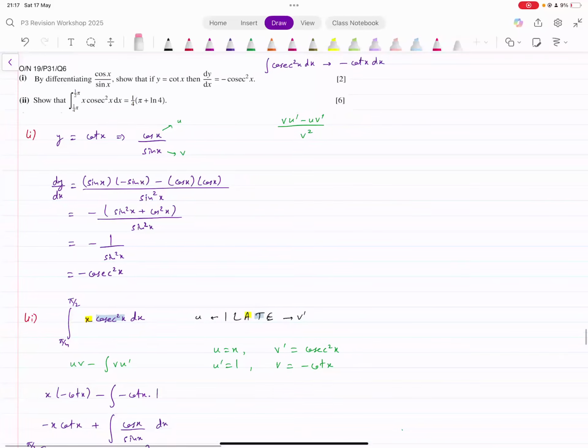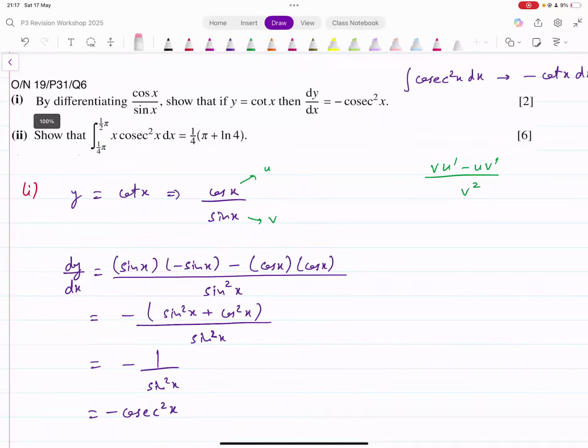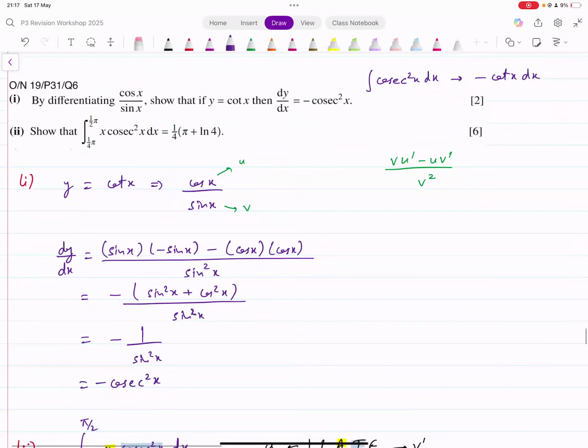Okay, sometimes they make you do something like this. In the first part, they wanted you to differentiate this, cos x over sin x, to show that the derivative of cot x is minus cosecant square x. And that's the first part of this question. So you write cot x as cos x over sin x, then differentiate it using the quotient rule, and that gives you minus cosecant square x.